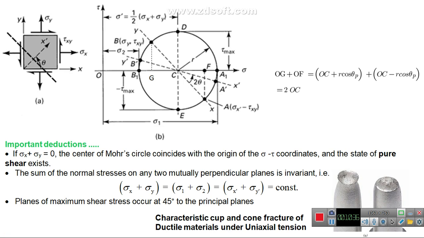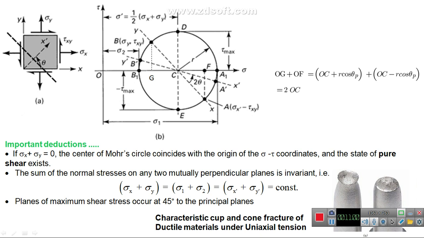We know that the center of the Mohr's circle lies at sigma x plus sigma y divided by 2 on the sigma axis. If sigma x plus sigma y equals 0, then the center of the Mohr's circle coincides with the origin of the sigma-tau coordinates, and the condition known as state of pure shear exists. The angle between principal planes A1B1 and max shear planes is 2 theta equals 90 degrees.